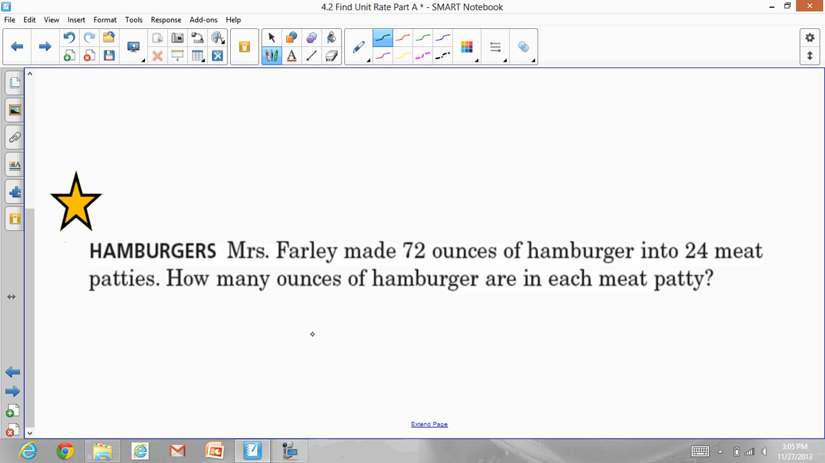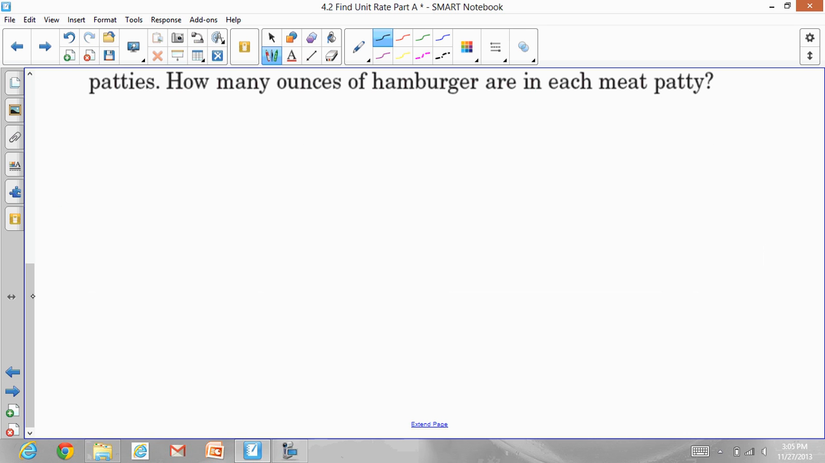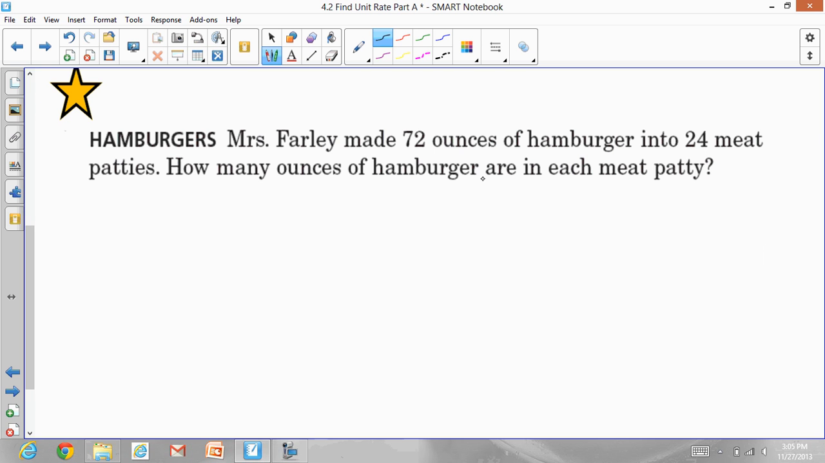Let's focus on this question. Mrs. Farley made 72 ounces of hamburger into 24 meat patties. How many ounces of hamburger are in each meat patty? So they are comparing 72 ounces of hamburger. Make sure in your handout that you are underlining these keywords. And 24 meat patties. So you are comparing the ounces in the meat patties.